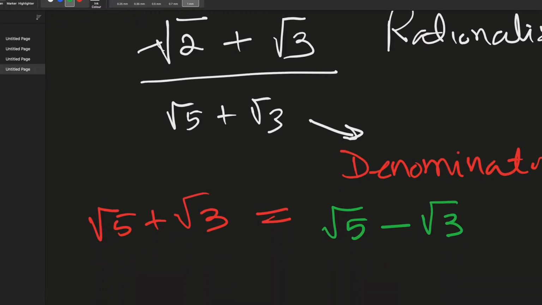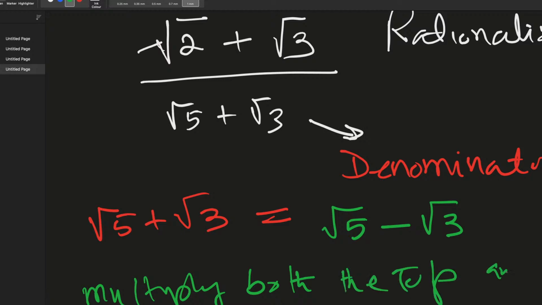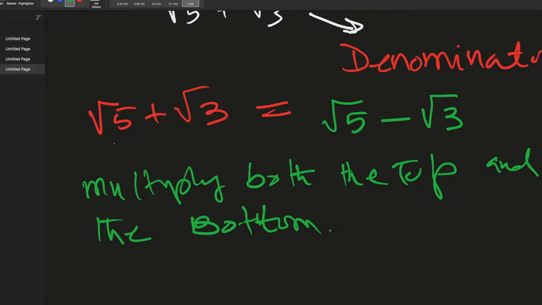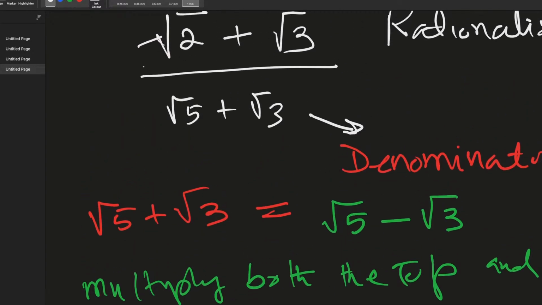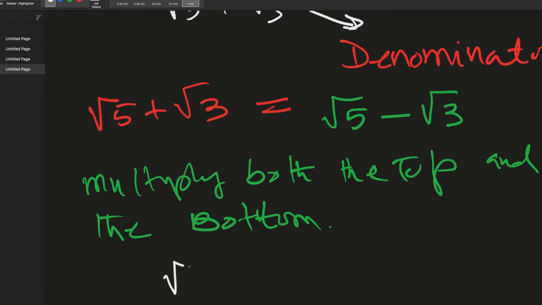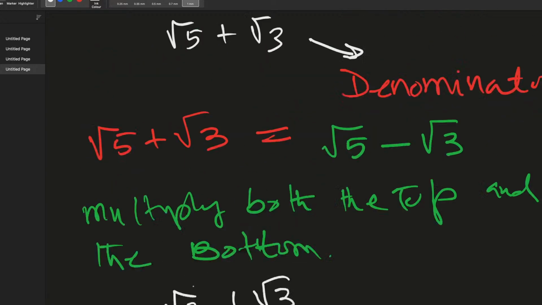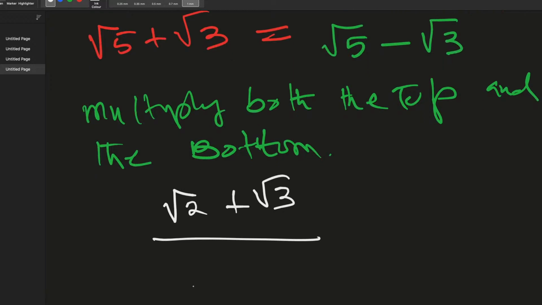So we say multiply both the top and the bottom. Okay. So our question given is root 2 plus root 3, divided by root 5 plus root 3.